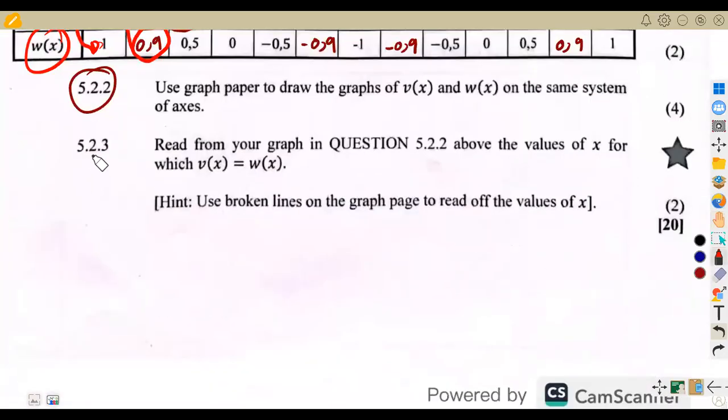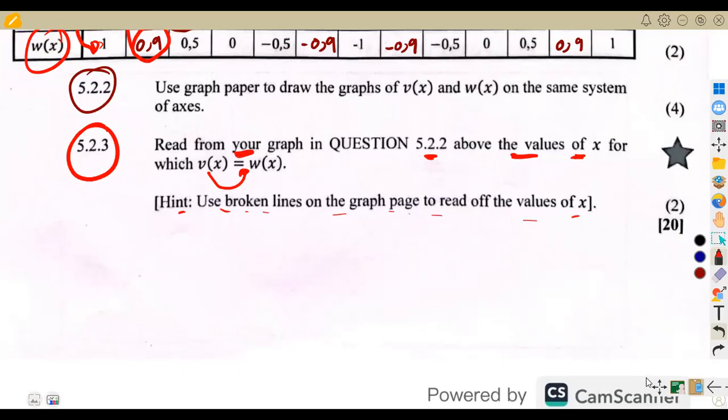Then from there, they're saying 5.23, we are supposed to read from your graph. It's actually an estimate, because remember our graphs are not as smooth as we are expected to have. All right, but we are supposed to read from that graph of yours, in question 5.22 above that we drew, the values of x for which Vx is equal to Wx. Then hint, use broken lines on the graph paper to read off the x values.